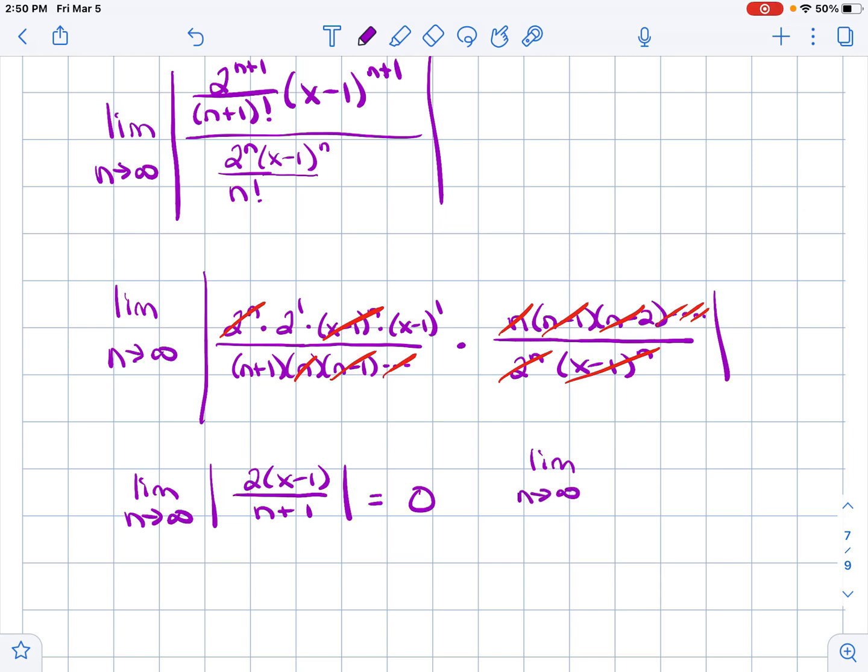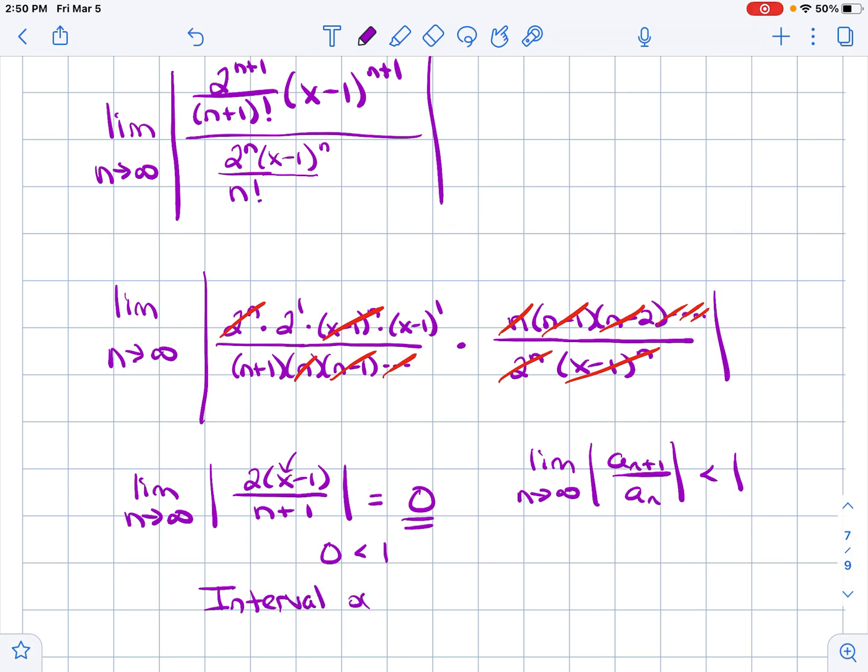Remember the criteria. If the limit, as n approaches infinity, of the next term divided by the previous term is less than 1, then we know that this thing converges. So, since this turns out to be 0, we know that this thing converges. Since 0 is always less than 1, this converges for all values of x. In other words, it doesn't matter what value you put in here for x, this limit will always equal 0.